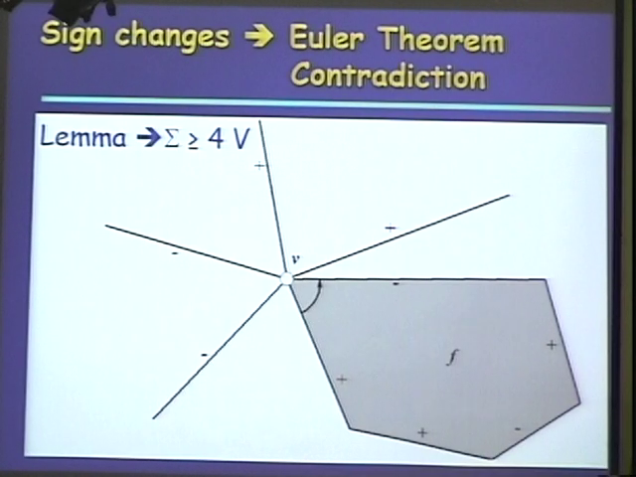So why is it 4 times the number of vertices? Because you started with a vertex where it looked different. So it's 4 times the number of vertices that are different.